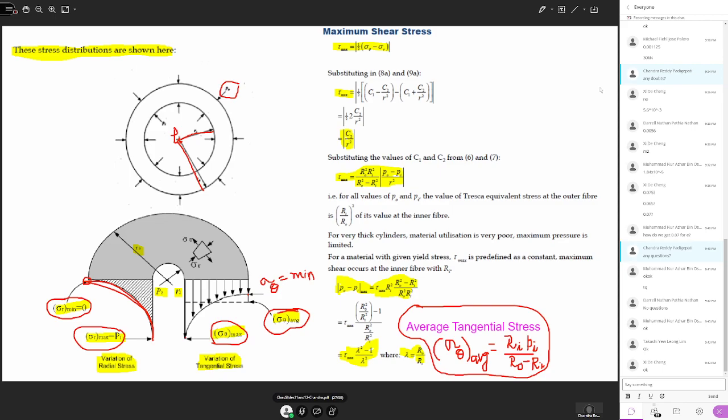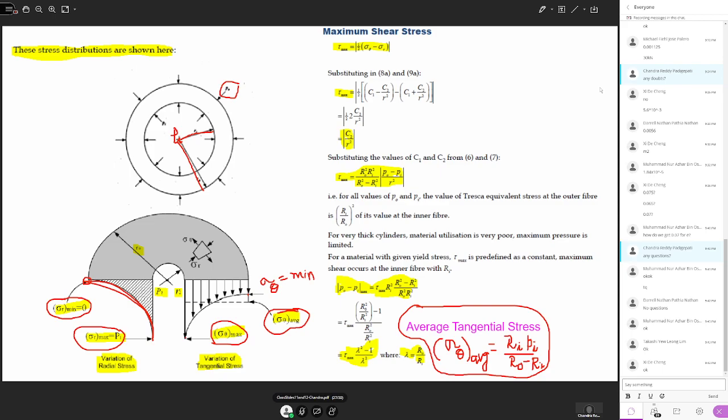All right. So this is the average tangential stress. The maximum radial stress is equivalent to the inner pressure Pi. Then the minimum radial stress is at the outer radius, where it is zero. The tangential stress is maximum at the inner radius, but it still retains some value at the outer radius. So within the fibers of the thick cylinder, we can define the average tangential stress as RiPi over the thickness, that is, outer radius minus inner radius.